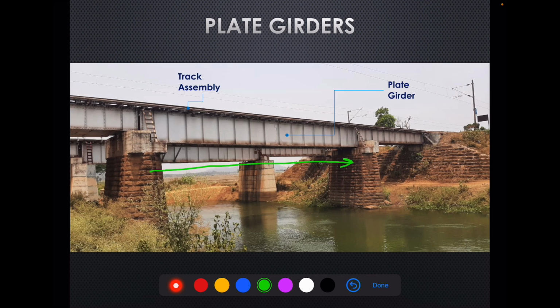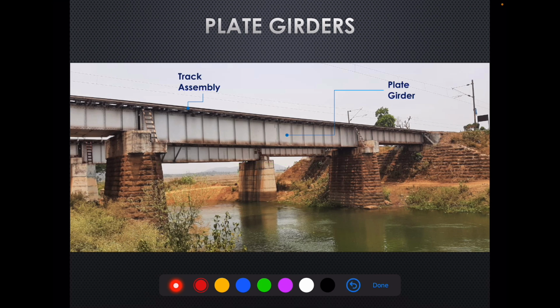So this is peer to peer one span, say L1, and this is peer to peer second span, say L2. So this L1 is greater than L2, right? So higher the span, the greater is the depth of the girder, right? And lower the span, the lower is the depth of the girder. So what happens is that as we keep on increasing the span, the depth of this plate girder goes on increasing.